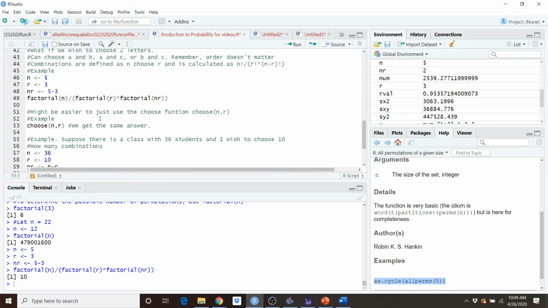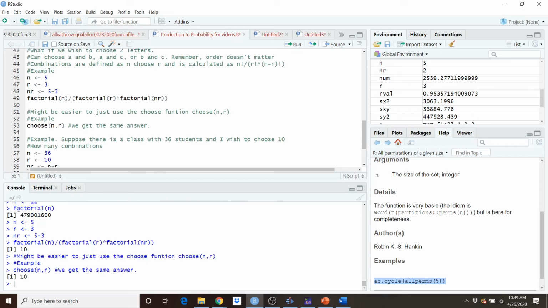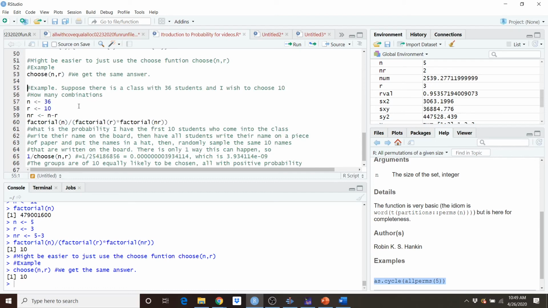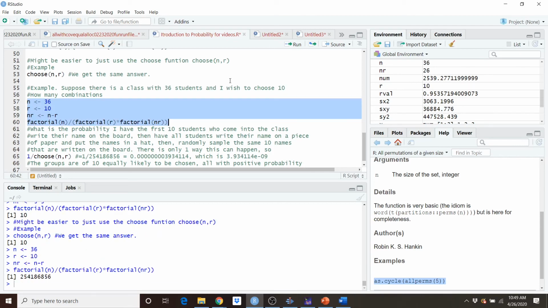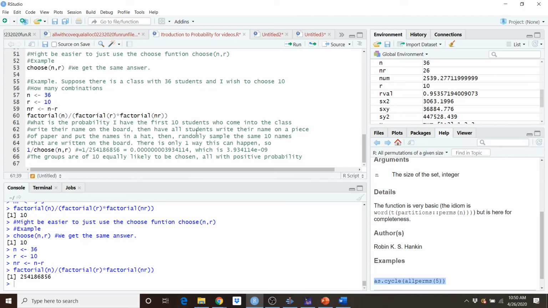But there's a slightly easier way to do this. We can simply use the choose function. Choose how many total, how many in the group. So I'm going to choose n and r, and I get 10. So now let's go to our last example where we have our 36 students. We wish to choose 10. I'm going to have n is 36, r is 10, nr is our n minus r. And then when we look at our combinations, we get 254,186,850.